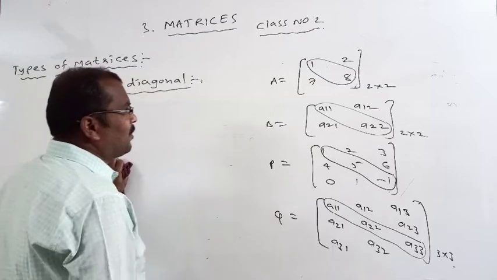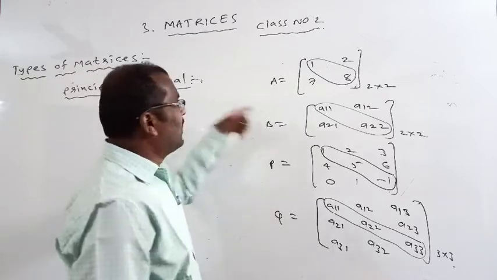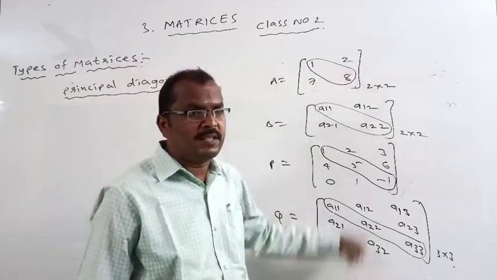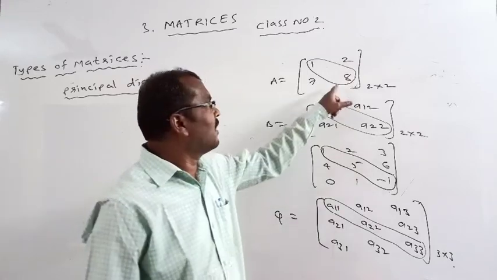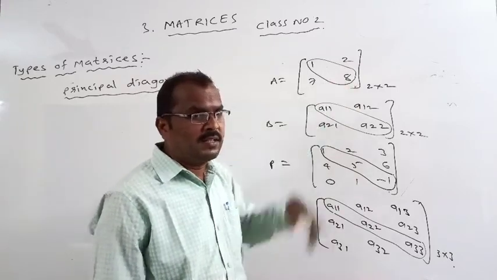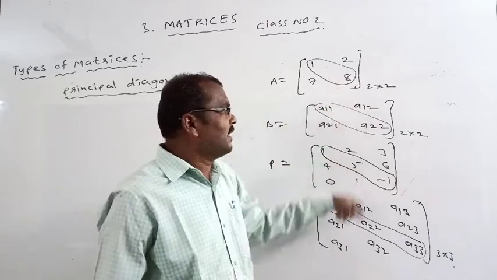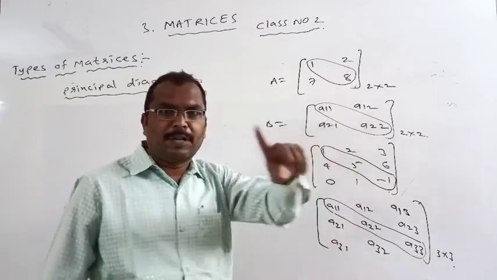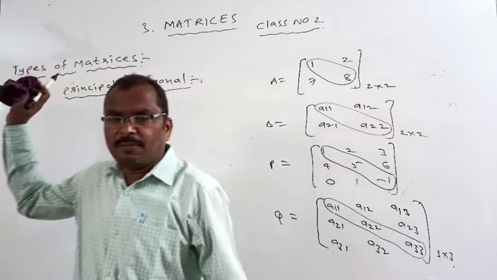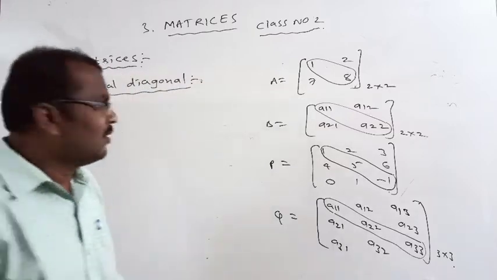So it is not possible. Principal diagonal is possible for only square matrices. So don't confuse here. Don't take a rectangular matrix. In a rectangular matrix, principal diagonal is impossible. Principal diagonal is not possible.